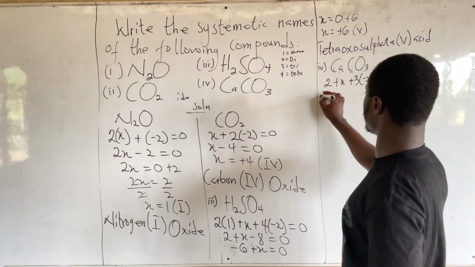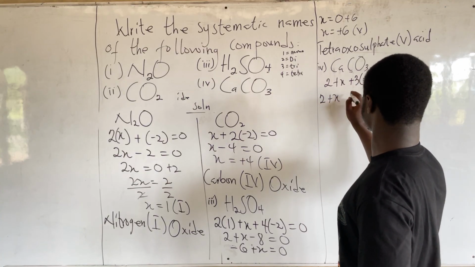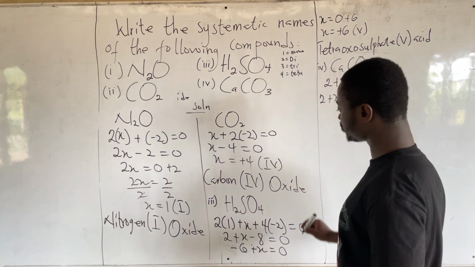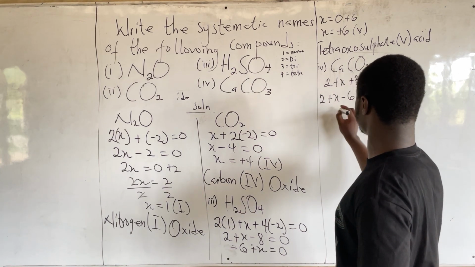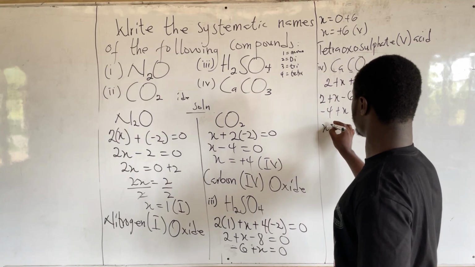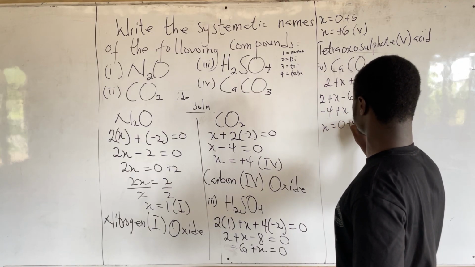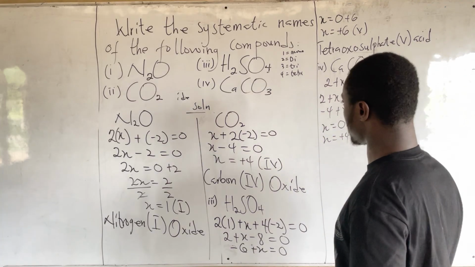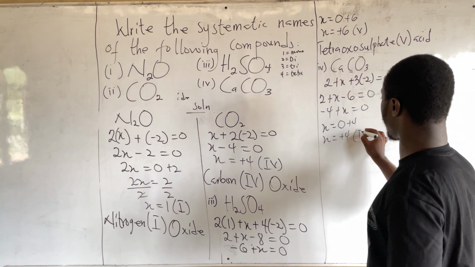Then let's solve it. So we can get 2 plus x. Then 3 times minus 2 gives us minus 6 to be equal to 0. Then 2 minus 6 is minus 4 plus x to be equal to 0. Therefore, x will be equal to 0 plus 4. So x will be equal to positive 4. So in Roman numerals, 4 is IV.